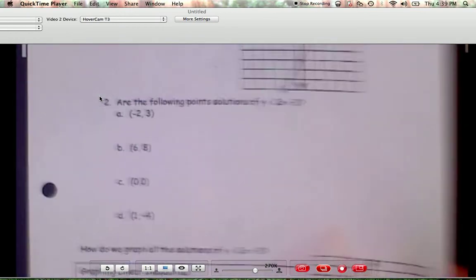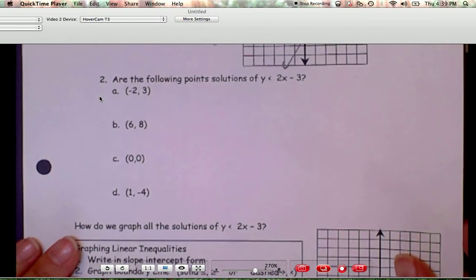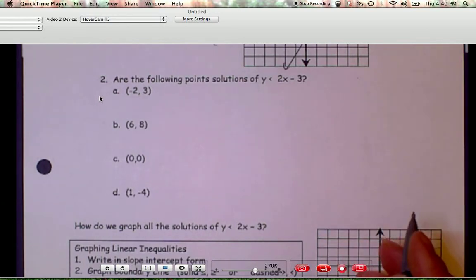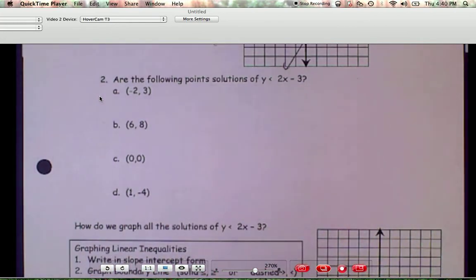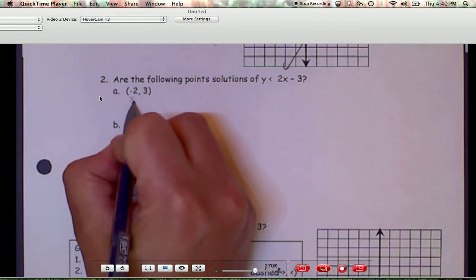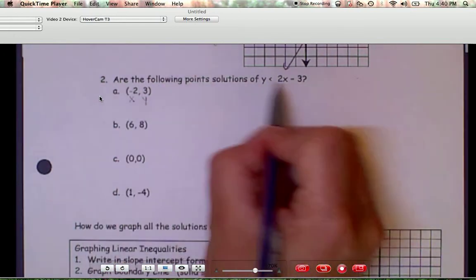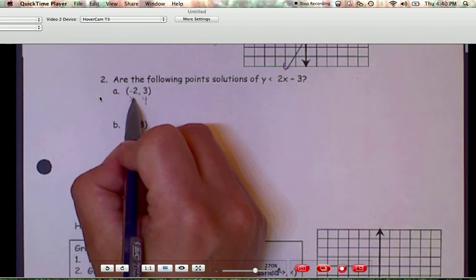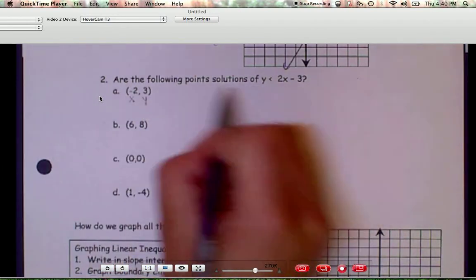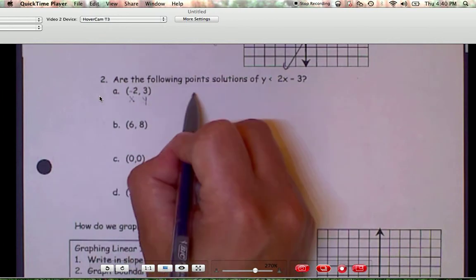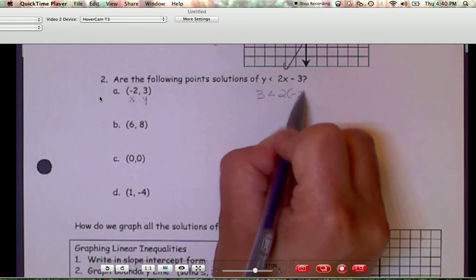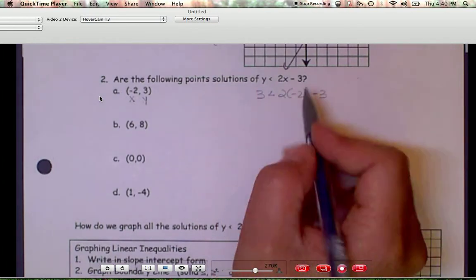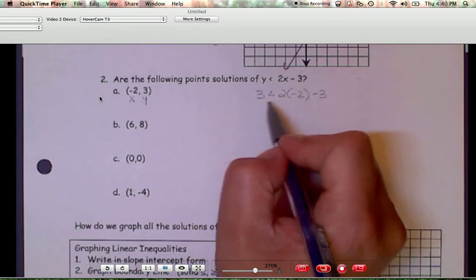The second skill: are the following points solutions of y is less than 2x minus 3? Now we have done single variable problems like this, but not two variables. So just remember that this represents your x value and this represents your y value. So if this is our equation, then we plug in -2 for our x value, and we plug in 3 for our y value. So we get 3 is less than 2 times our x value, which is -2, minus 3. Now in this case, remember, you don't move anything left or right, you just simplify.